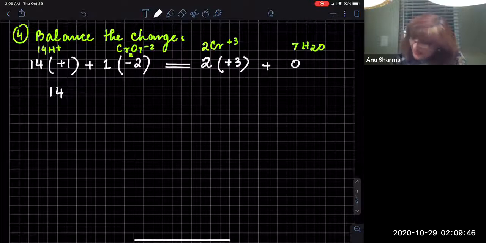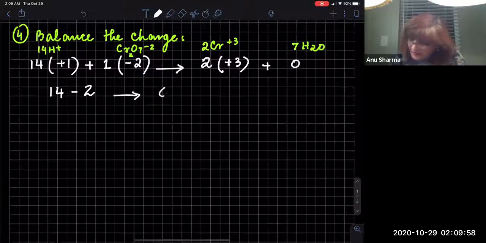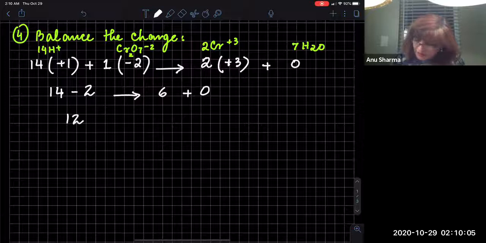Okay, anyway, so you know it. So 14 minus 2 is equal to, or if you want to put the other sign, that's fine as well. It doesn't matter. Okay, here is going to be 6 plus 0. Now, 14 minus 2 is 12. And here you have 6.